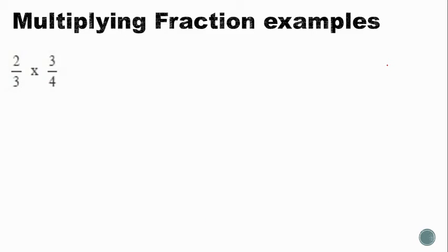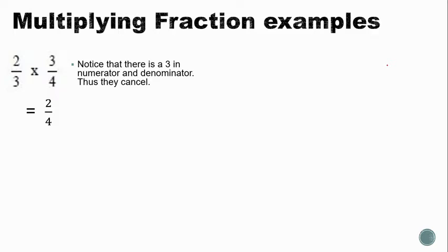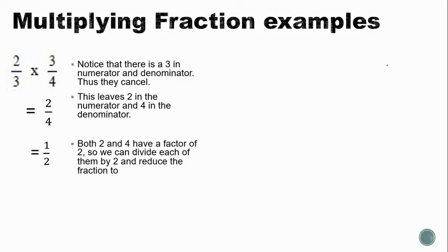Here's some multiplying fraction examples. We have 2/3 times 3/4. What do you think that's going to be? All right, notice that there is a 3 in the numerator and denominator, and thus they're going to cancel, giving us 2/4. Please remember that this means that the 2 and the 4, again, we're going to simplify those. You always must simplify your fractions. So both 2 and 4 have the factor of 2, so we can divide each of them by 2 and reduce the fraction.